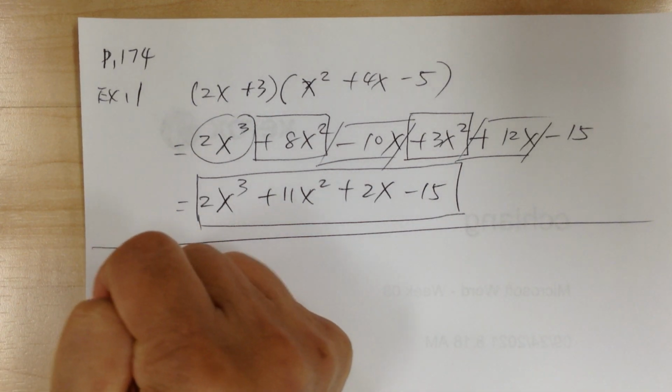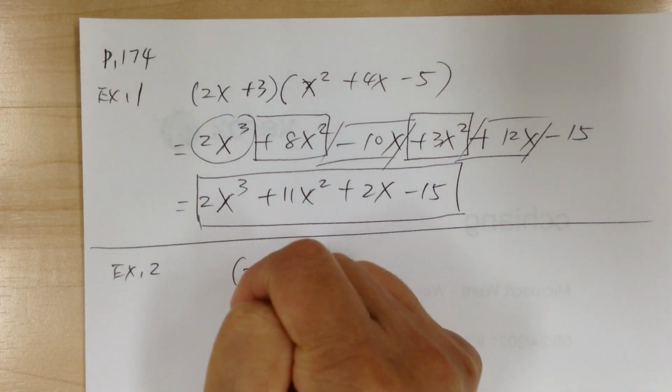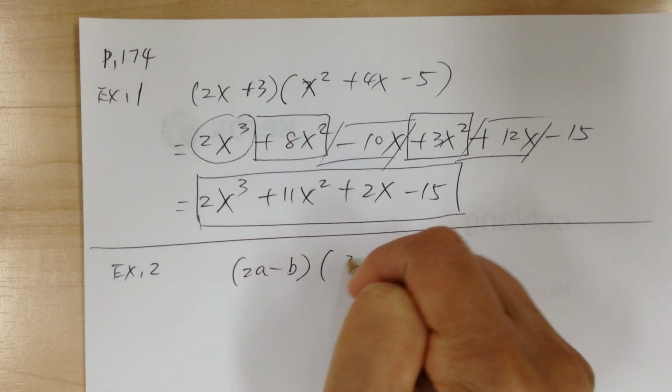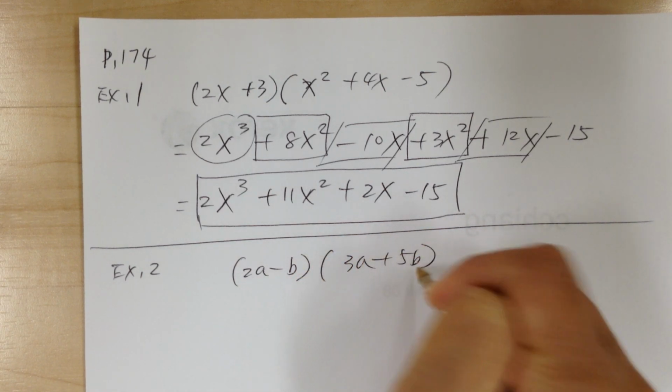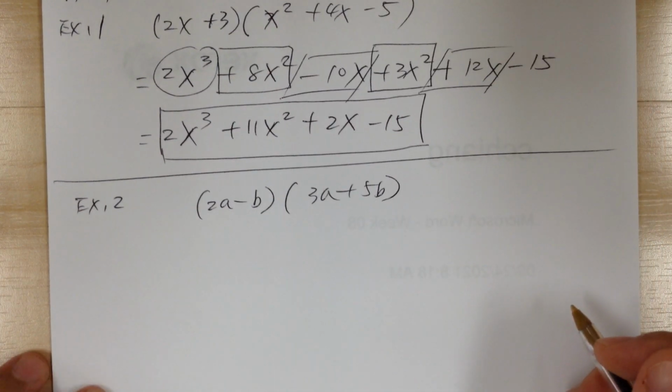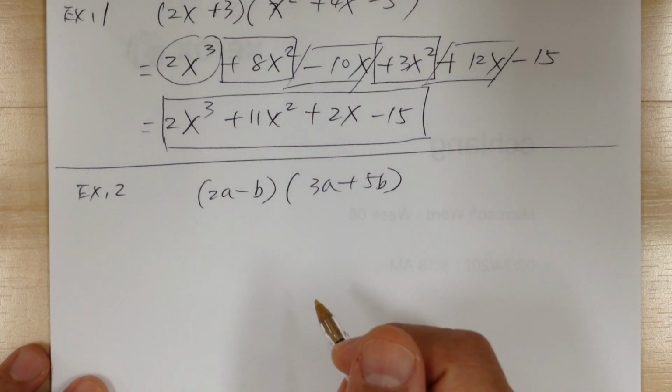Okay, let's go to example 2. You want to multiply 2a minus b times 3a plus 5b. And so again, you go and distribute.